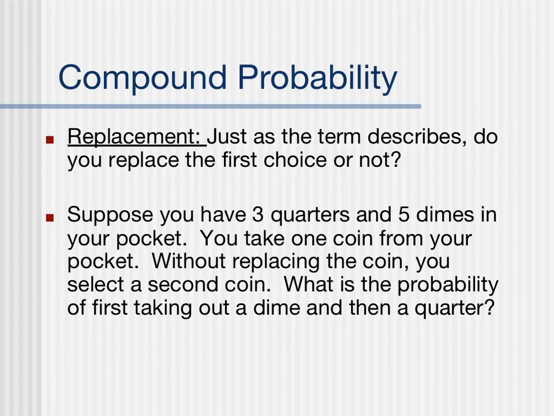So if you're flipping coins, if you've got 3 quarters and 5 dimes in your pocket and you take 1 coin from your pocket without replacing the coin and you select a second coin, what's the probability of taking a dime and then a quarter? So we've got 5 dimes, so it's 5 out of 8. That's our probability of taking a dime first. And then without replacing that, now I've got 3 out of not 8, but 7, because I have that dime that I already pulled out. So I have that 3 out of 7 probability of my quarters there. So then I would multiply those two together. That is compound probability, and that is going to be a dependent event.